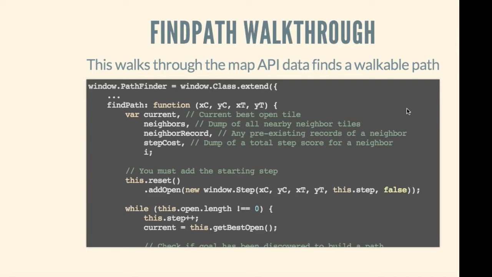So we start out with our current tile when we first call the method. And then we're going to have neighbors. Neighbor record is the only one that'll probably sound a little funny in this list of variables. A neighbor record is just looking to see if there's an already existing record in the closed tile set to make sure we don't double evaluate things. And if we do double evaluate, we update the reevaluated tile to a new value.